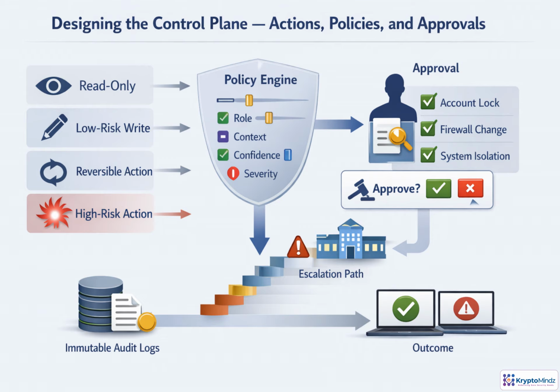The control plane is the agent's safety boundary. Begin by classifying actions by risk: reading data, making low-risk changes, taking reversible actions, or causing business impact. Then let policy evaluate role, context, confidence, and severity before anything executes. High-impact actions need human approval and clear escalation, especially for isolation, account locks, firewall changes, or mass remediation. Finally, log the reasoning, tool calls, approvals, and outcomes immutably, so every decision remains accountable.